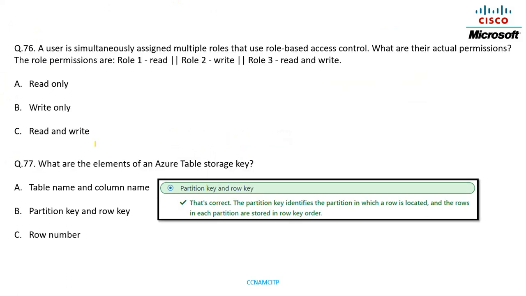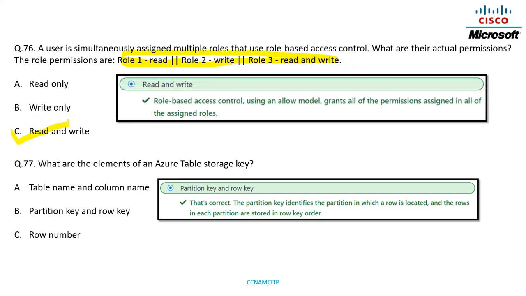Next question. A user is simultaneously assigned multiple roles that use role-based access control. What are their actual permissions? You have two questions here. Okay, the role permissions are: role 1 read, role 2 write, role 3 read and write. He has got these many permissions. Okay, but he has three roles. So what is it actually? You can see read, write, read and write. So what it is, read, write.